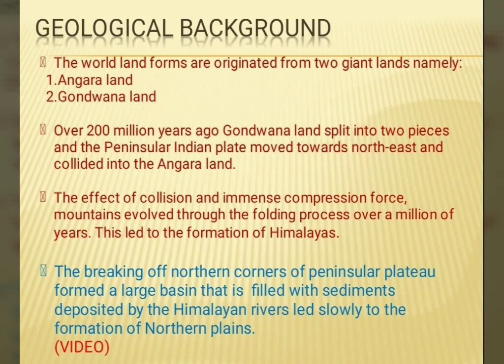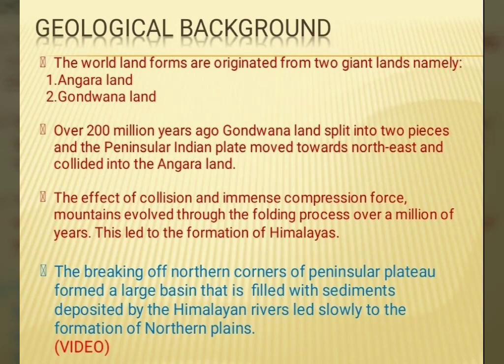In 9th class, we learnt about continental drift theory. As per Alfred Wegener, continental drift theory, the world landforms originated from two giant lands, namely Angara land and Gondwana land. Over 200 million years ago, Gondwana land split into two pieces, and the peninsular Indian plateau moved towards northeast and collided into the Angara land.